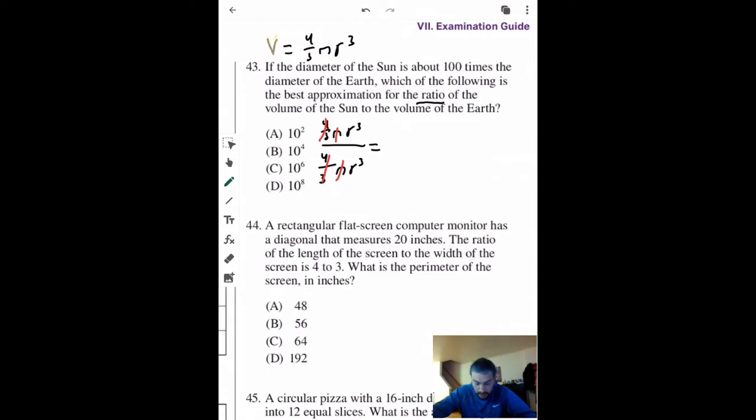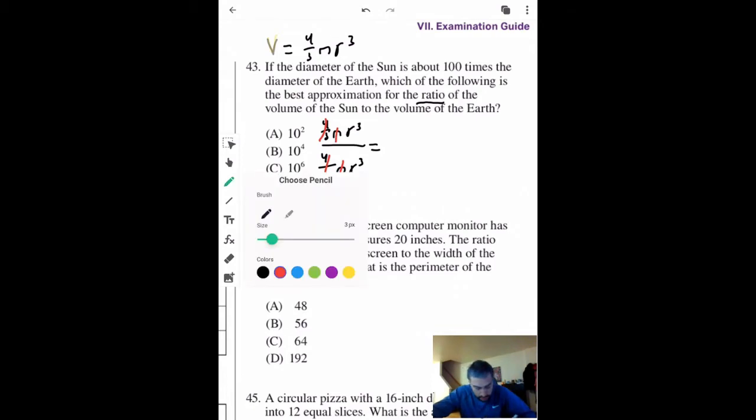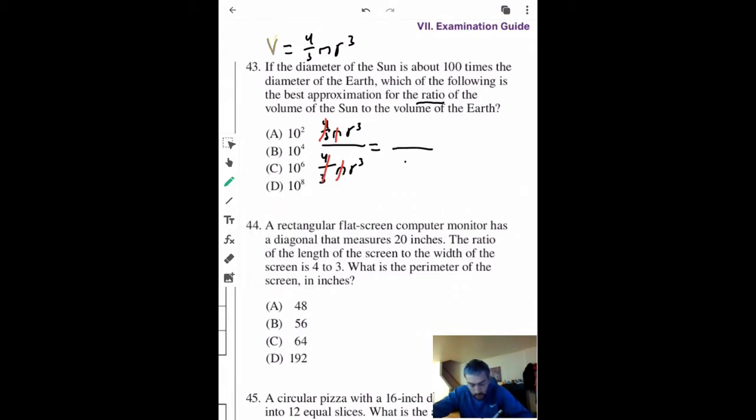And do we know the radius? Not really, but we can come up with an easy number that will help us figure it out. So let's use 1 for the radius of the Earth. If the diameter is 2, let's say the radius is 1. So the radius is 1 cubed, and on top we have 100 because it's 100 times bigger, so it's 100 cubed. Let's simplify that. 100 times 100 times 100 is 1 followed by 6 zeros, divided over 1. So that's basically our answer.